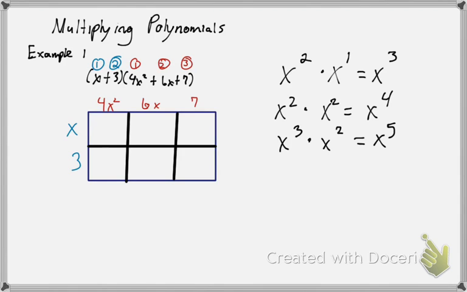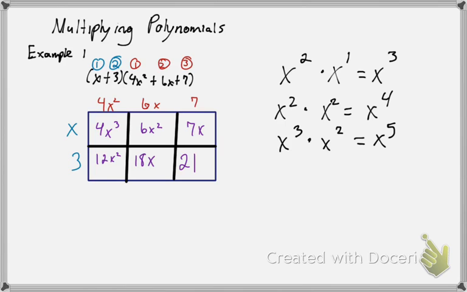Now when I actually go to multiply this, in the top left we have 4x squared times x, which would give us 4x cubed. In the bottom left we have 4x squared times 3, which would give us 12x squared. Top middle we have 6x times x, which would give us 6x squared. The bottom middle we have 6x times 3, which would give us 18x. In the top right, 7 times x would just be plain old 7x. And then we have 3 times 7, which would give us 21.